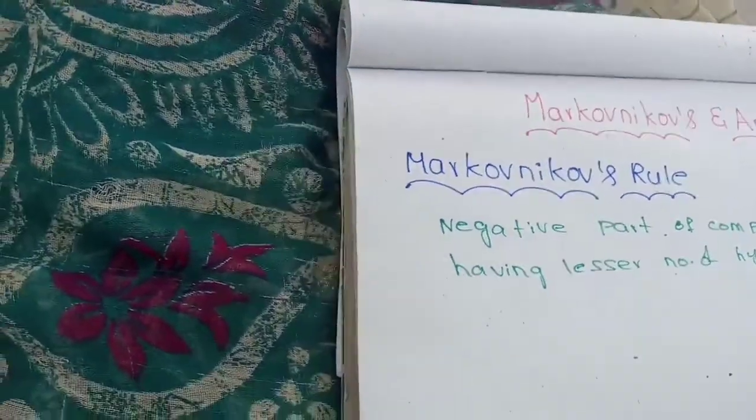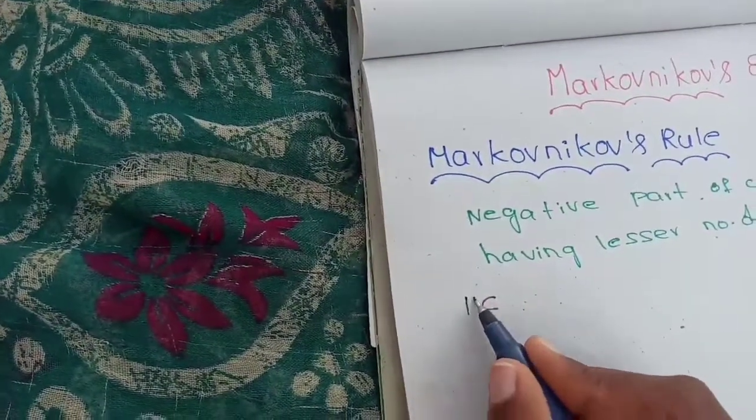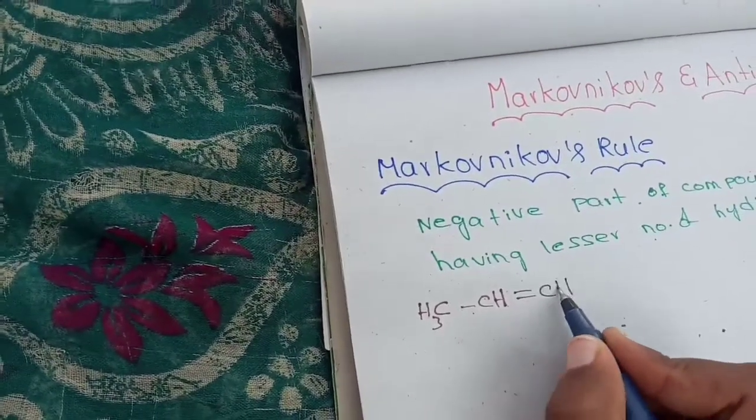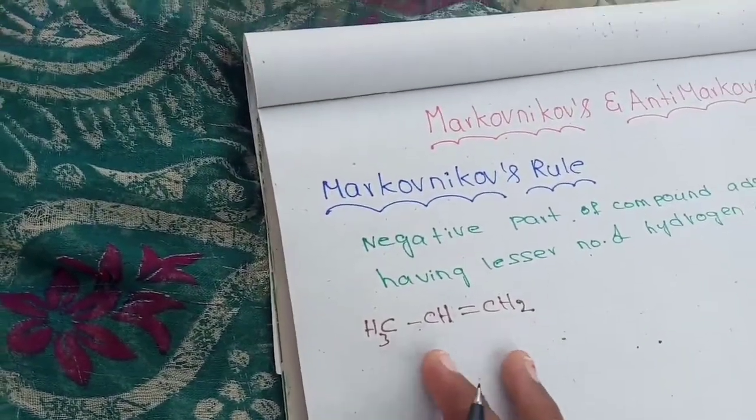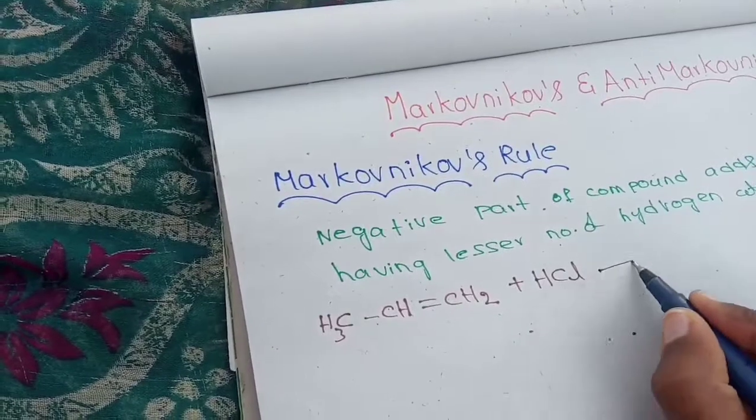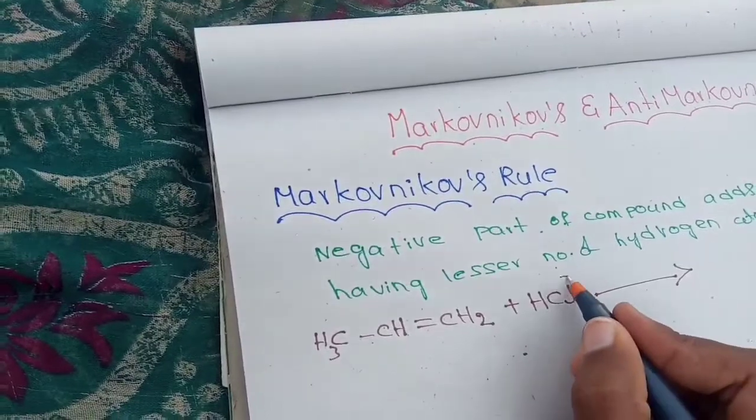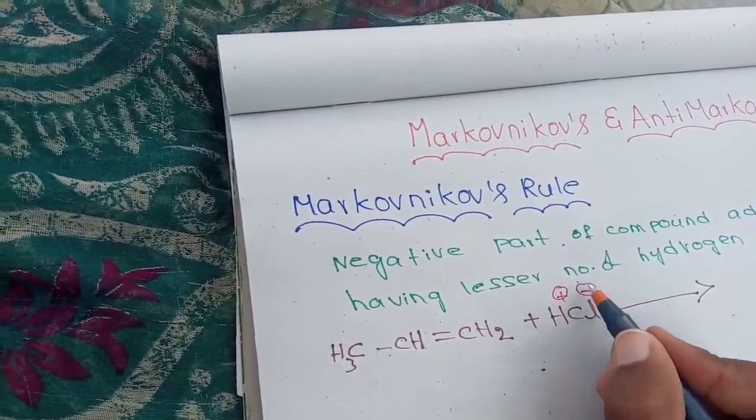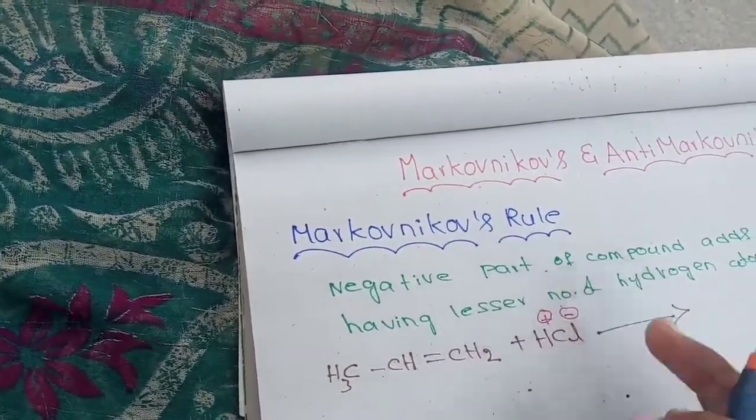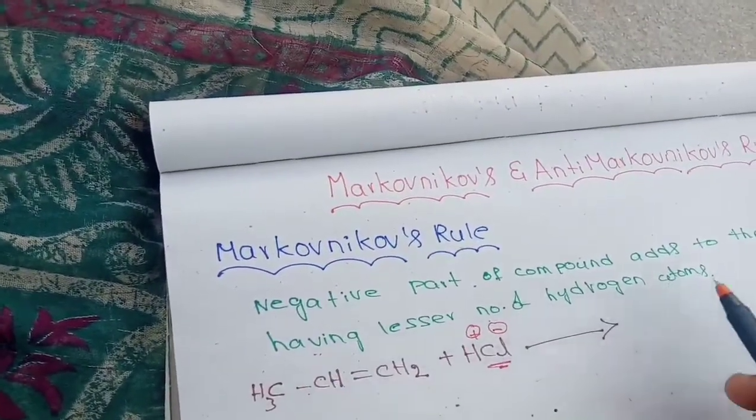First suppose we take one unsymmetrical alkene, that is propene, CH3-CH=CH2. See friends, it is an unsymmetrical alkene. If we add HCl to this, then we get a product. Here Cl minus and H plus are there. Markovnikov's rule says that the negative part of the compound adds to the carbon having the lesser number of hydrogens.